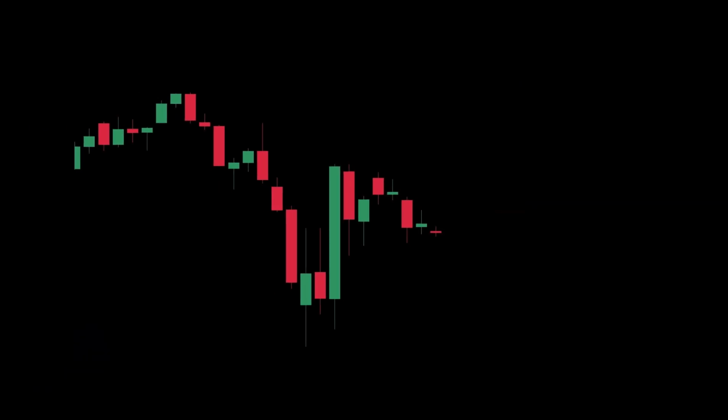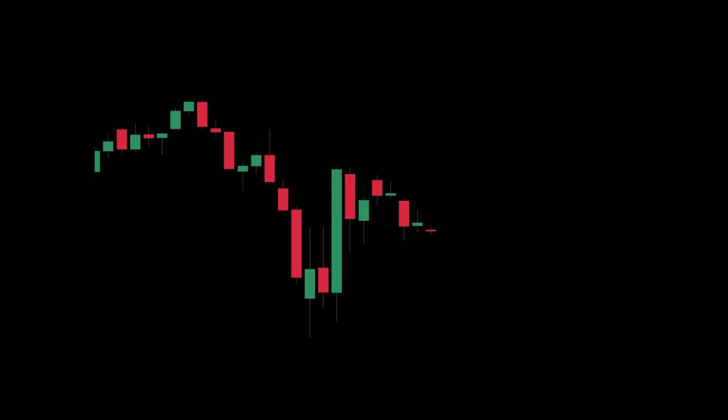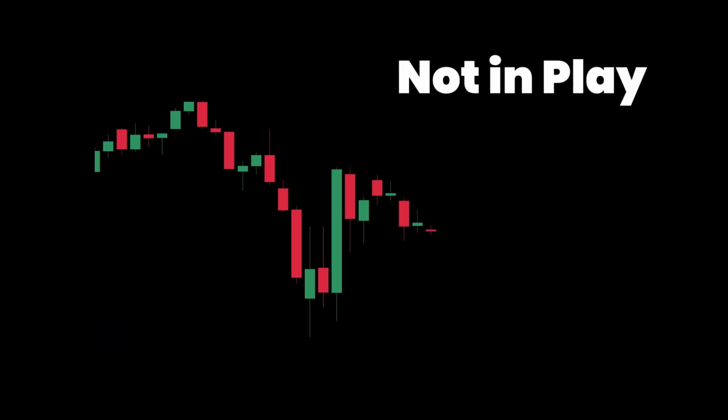Then one optional decision: previous week high and previous week low. Only in play if it's realistically within reach and the daily and 4-hour context suggests expansion. If not, say it out loud. Previous week high and previous week low are not in play today. That stops distraction.